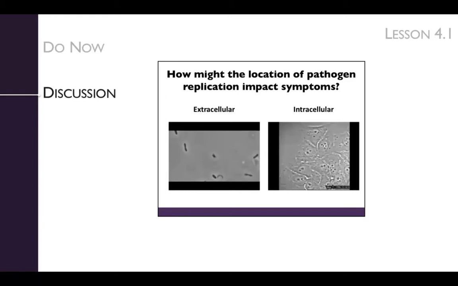We watch video clips to review intracellular and extracellular replication. Then we consider how the location of pathogen replication might impact symptoms.